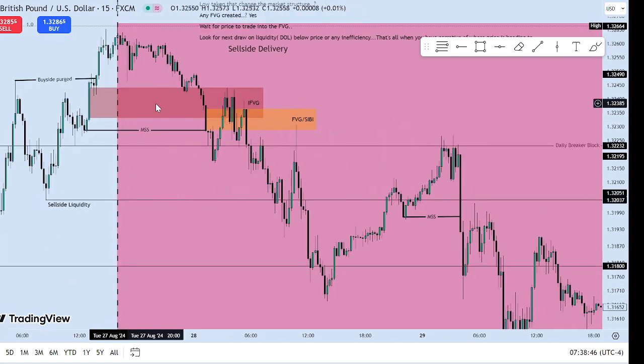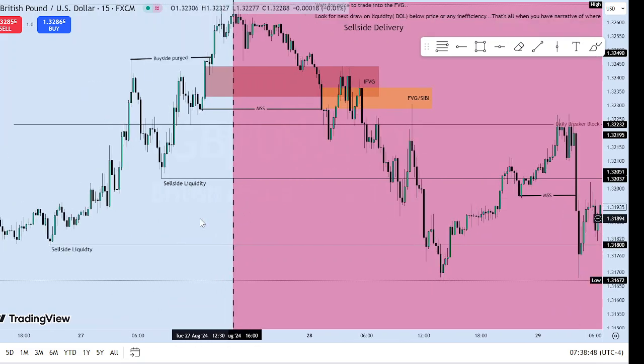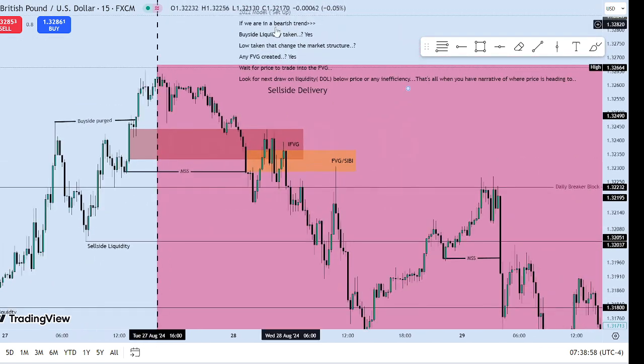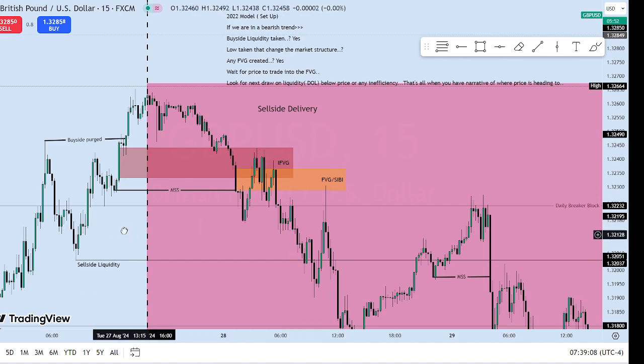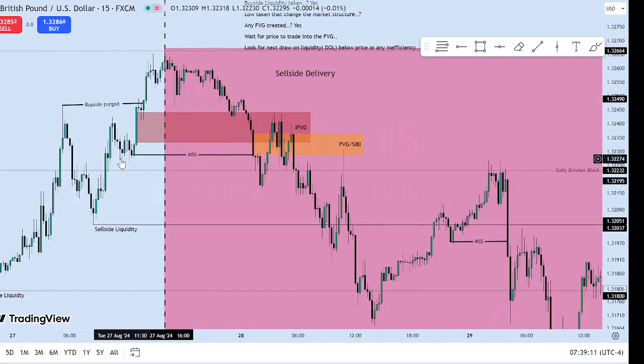Okay, so here is a sell side delivery. So price is coming to take all the sell side liquidity resting below price. These are all sell side liquidity. That's about this 2022 model setup. This is a setup. Once you see this kind of thing in the marketplace, then you target the next draw on liquidity below price after a market shifting structure. If any fair value gap here, or an inversion fair value gap, which is this, you can enter here.